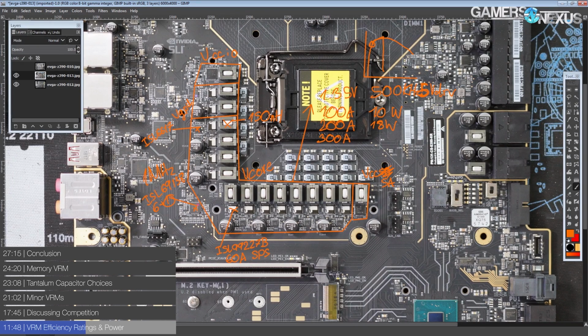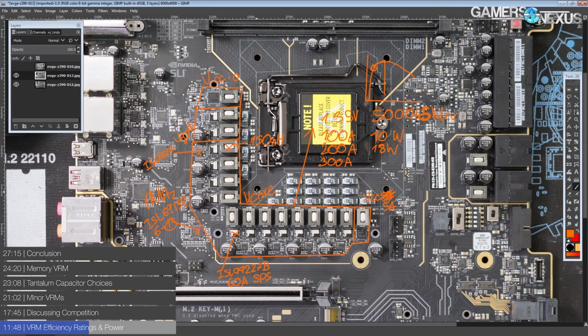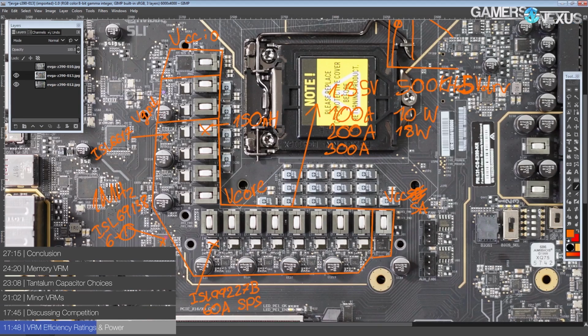But if you'd like to admire your VRM while the board is running in your system, especially if you have a side panel window, which putting this board in a case is not the correct use for it, but if you do go that way, you can actually run it without the heatsink and it's going to be fine. And you can stare at your very expensive power stages. Three of these power stages probably cost more than the heatsinks on top of them.